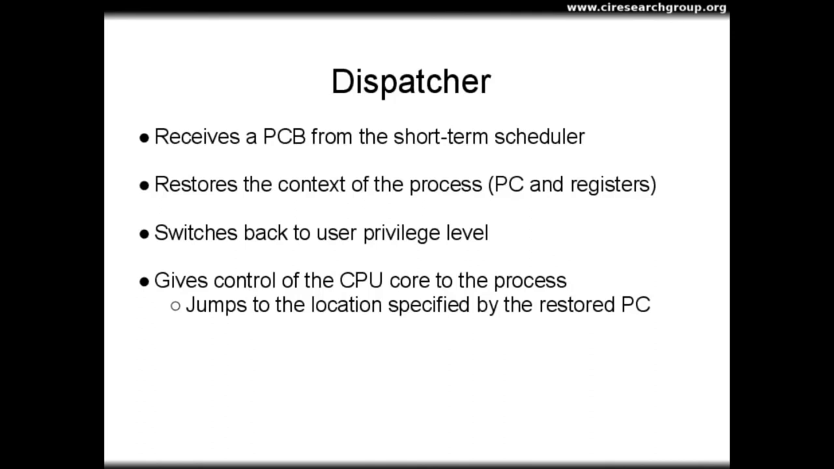One important operating system component related to short-term scheduling is the dispatcher, which receives a process control block from the short-term scheduler and restores the context of the process. The dispatcher also completes the context switch to the process by performing a mode switch into user mode and jumping to the instruction address specified by the newly restored program counter.